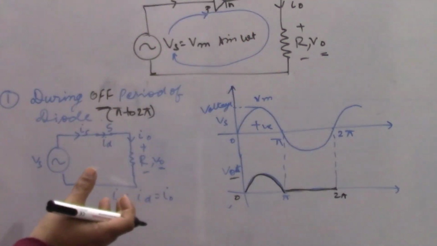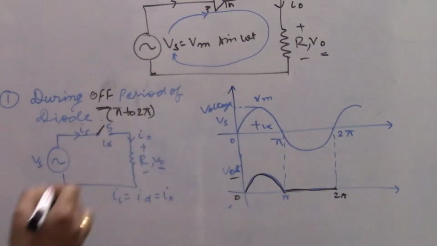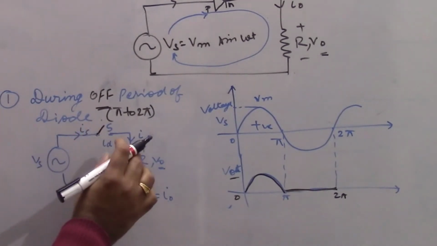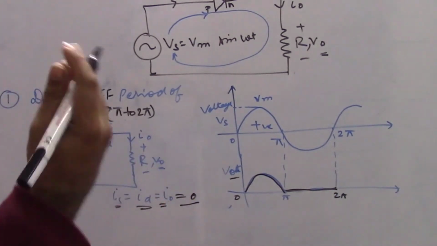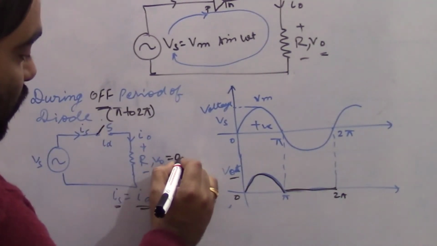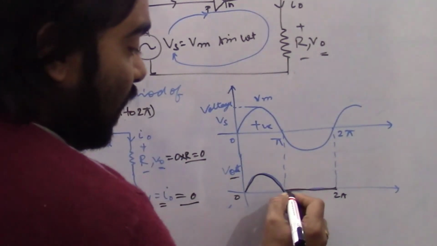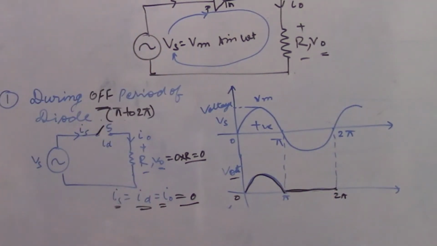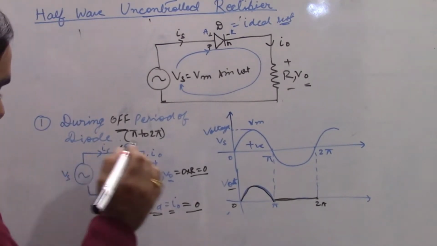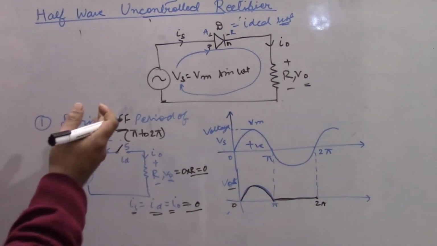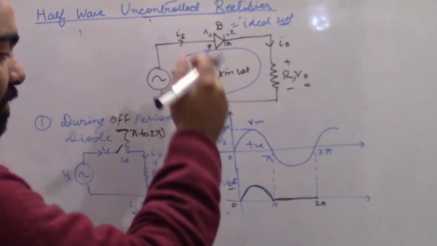So how will the circuit diagram look? The circuit diagram will look like this: the switch is open. If the switch is open, this means the Is current, ID current, and I naught current are equal to 0. So V output is equal to 0 into R, which means this value is also 0. What did we get at the output? We get nothing at the output side, meaning V output is equal to 0, when the supply is on. This means that during the off period the diode is reverse biased.